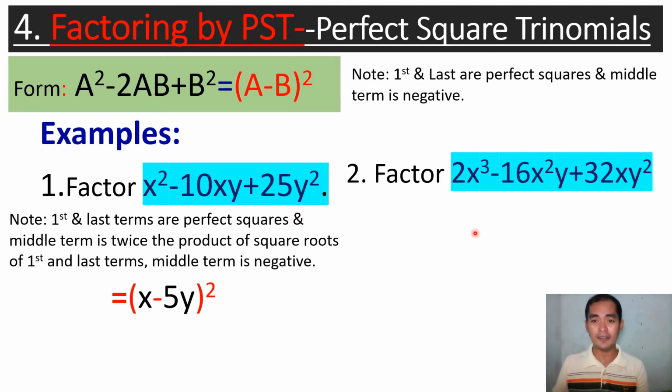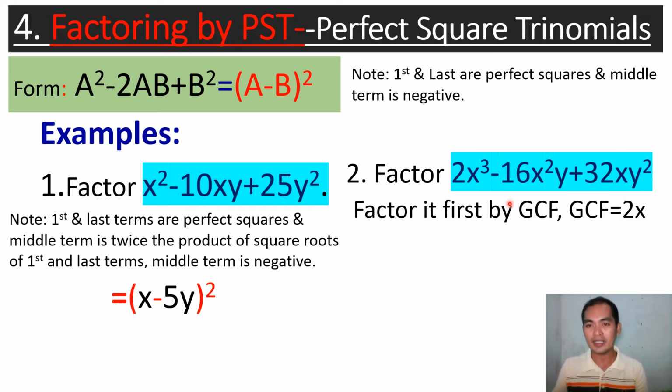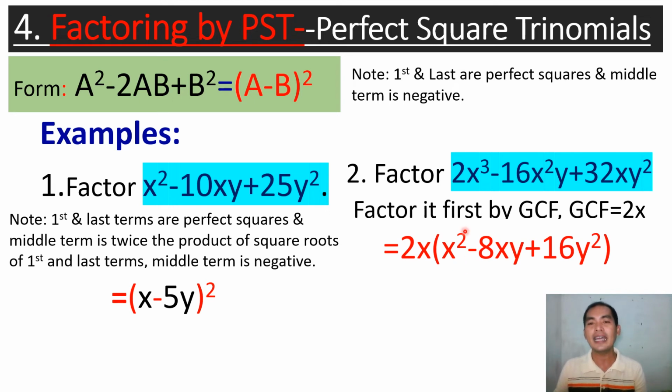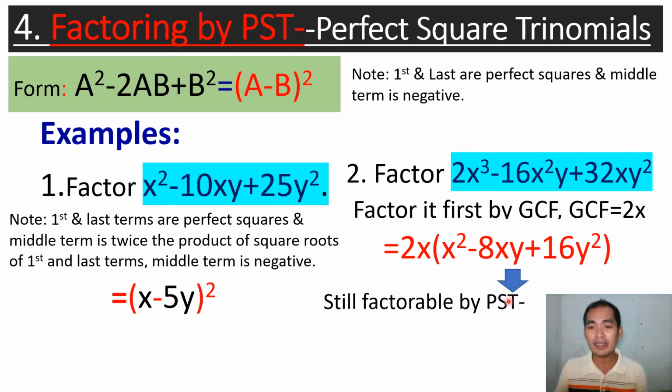Another, we have 2x cubed minus 16x squared y plus 32xy squared. How to write this in factored form? May GCF siyang 2x. So we factor it first by GCF. So kukunin yung 2x, then gawa ka ng parenthesis, and then get the factor here by dividing 2x cubed by 2x, 16x squared y by 2x, 32xy squared by 2x, and we have the answer x squared minus 8xy plus 16y squared. But then itong nasa loob ng parenthesis is still factorable by PST negative.